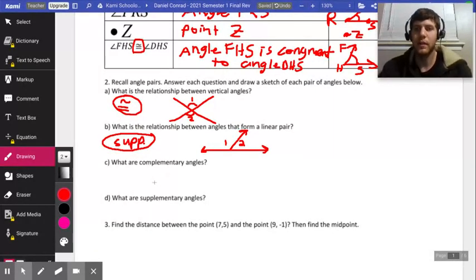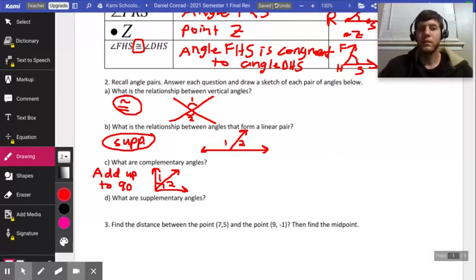Complementary angles are two angles that add up to 90 degrees. So angles 1 and 2 here are complementary angles because they add up to 90 degrees. Two or more angles that add up to 90 degrees are complementary. Supplementary angles add up to 180, and a linear pair would always be supplementary.